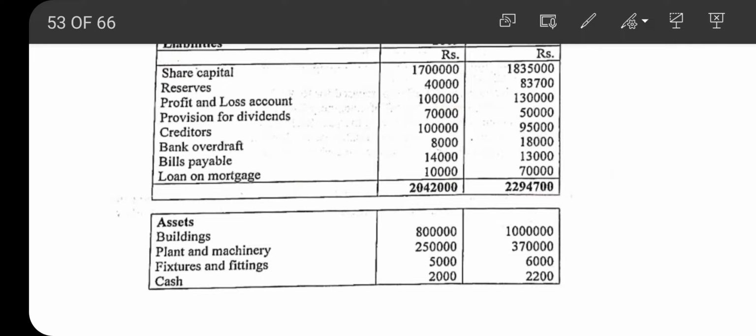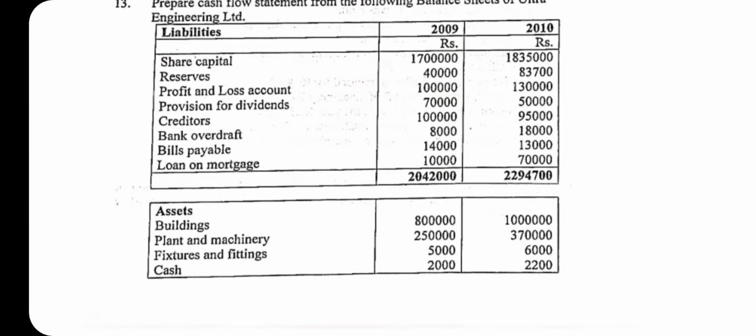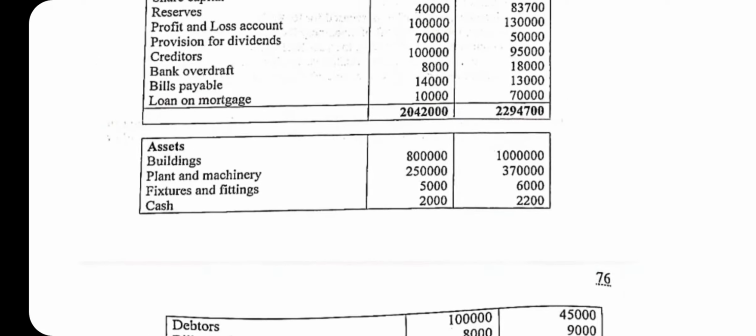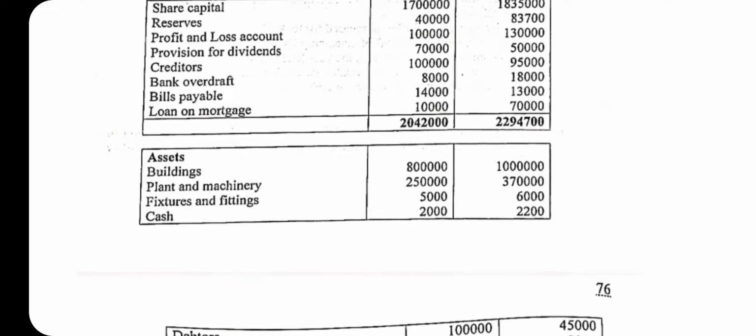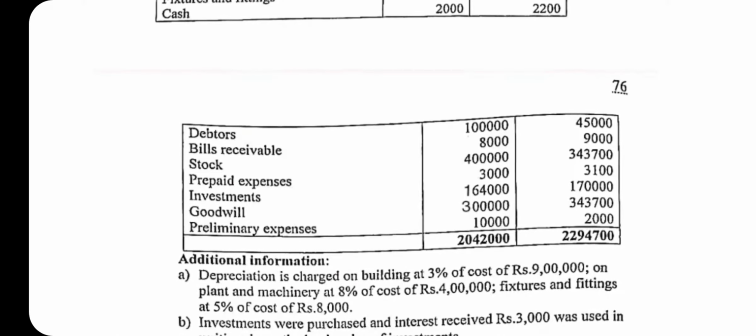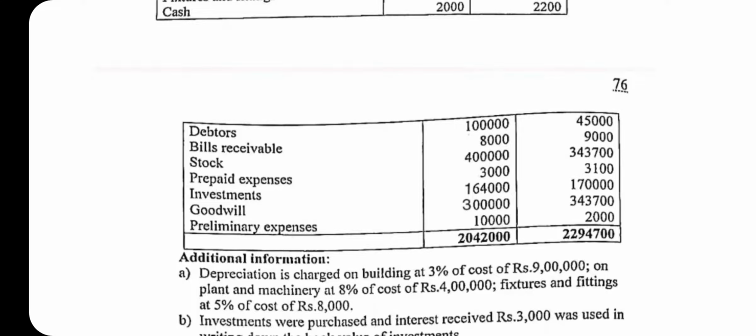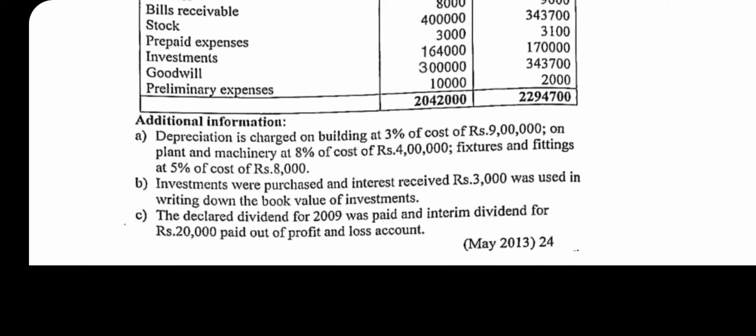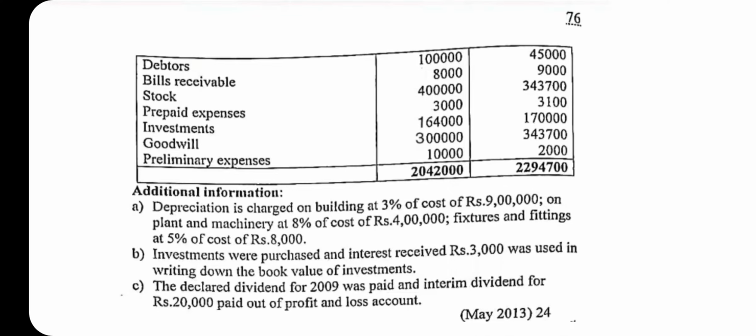So under liabilities they have given share capital, reserves, profit and loss account, provision for dividends, creditors, bank overdraft, bills payable, loan on mortgage. Then under asset side they have given buildings, plant and machinery, fixtures and fittings, cash, debtors, bills receivable, stock, prepaid expenses, investments, goodwill and preliminary expenses. So also they have given the additional information.